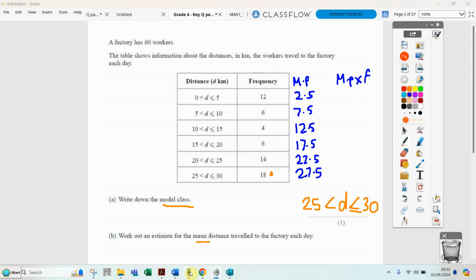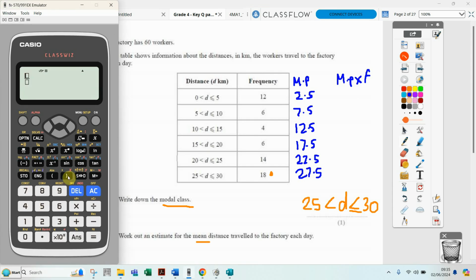Okay, if you don't know how to work out the middle of two numbers, say you don't know how to work out the middle of 25 and 30, add them together using the fraction button and then divide it by 2. That's how you work out the middle of two numbers.